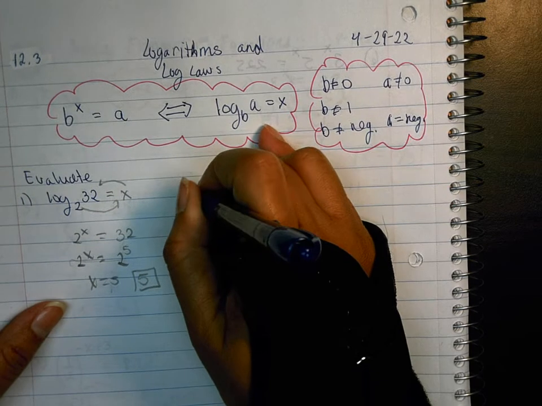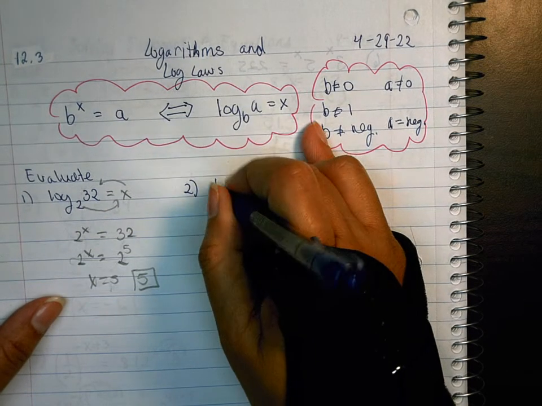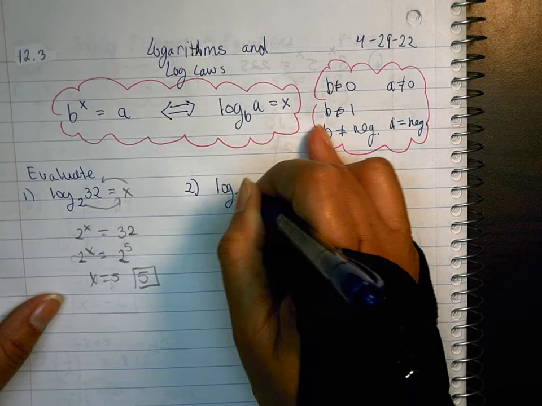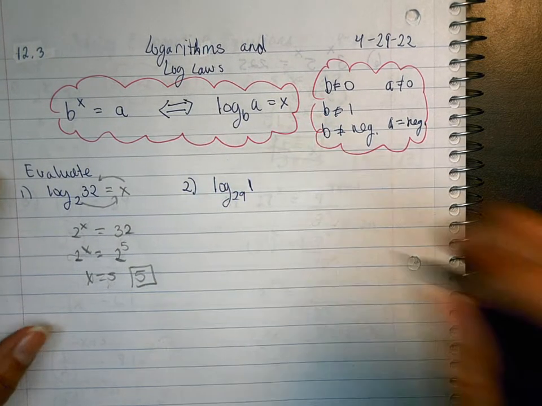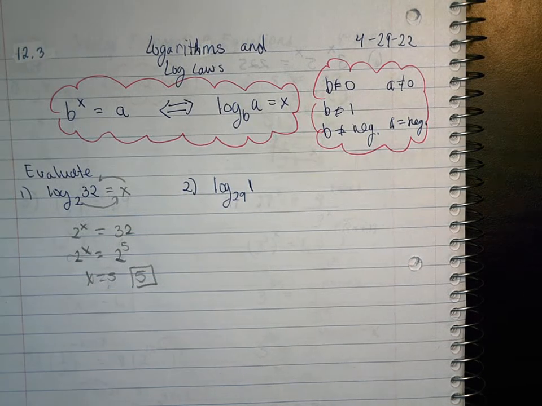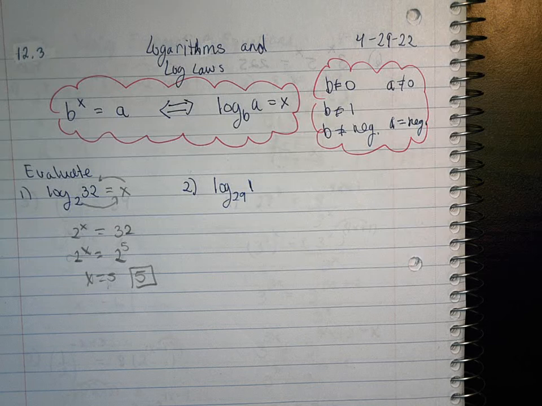All right. Number 2 is log base 29 of 1, and that's it. Log base 29 of 1. So this goes to that question that Brindley asked earlier, can a equal 1? Where is the 1 at, in the space of b or the space of a? And is it okay for a to equal 1? Yes, b cannot, but a can. All right, set it equal to x and wrap it around.